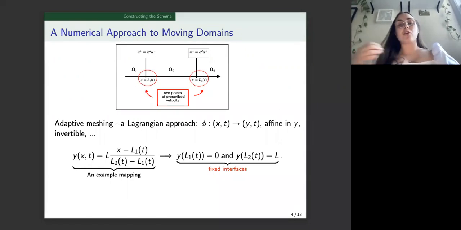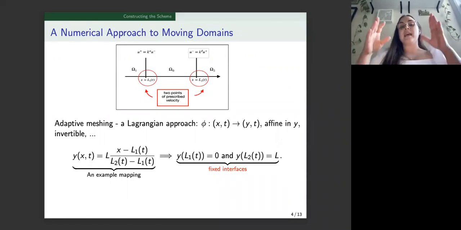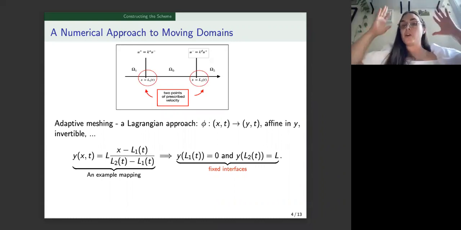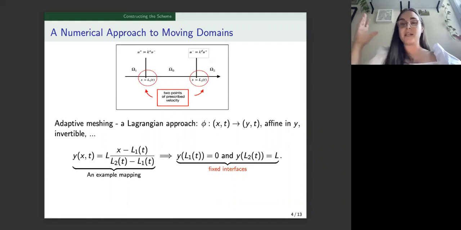So we use this Lagrangian approach where we take a mapping of our x,t coordinate system and map it to a new coordinate system, which we call the y,t coordinate system, where L1 and L2 are now fixed in space. This is an example mapping that you can see, and this is the mapping that we use today. This mapping fixes our interfaces at 0 and L.